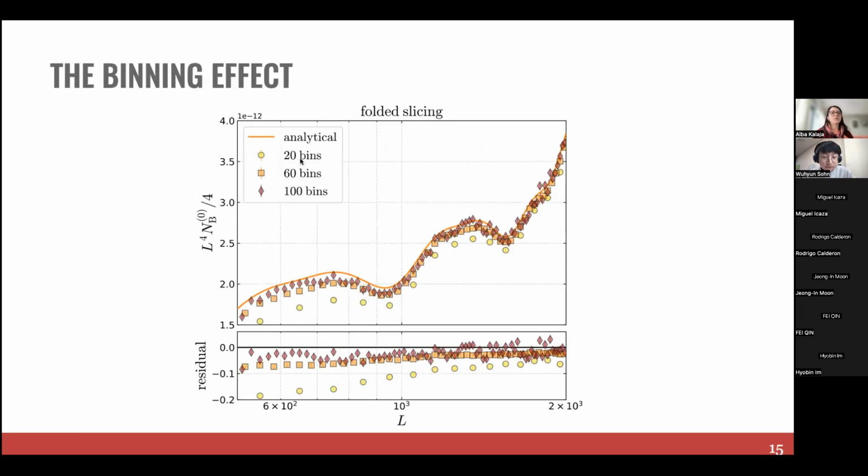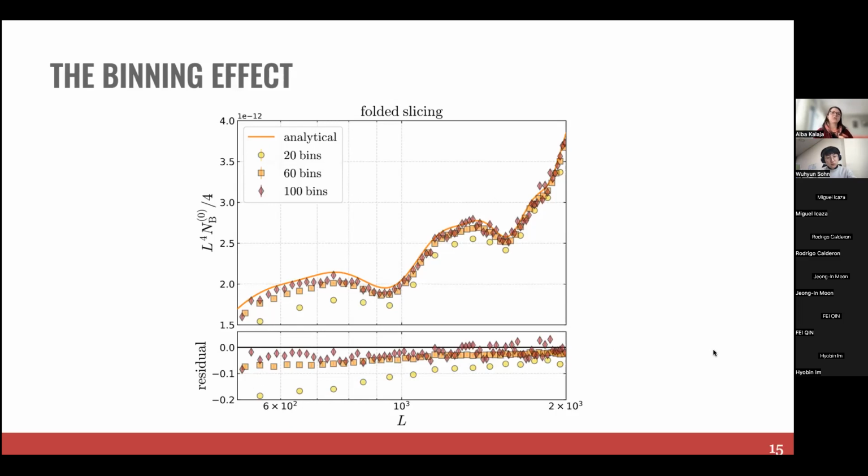So what I showed you earlier is 60 bins. And you can already see that at 20 bins, your result is very different from your analytical expectations. And you can see it from the residuals as well. It's quite evident. Then when you increase the number of bins to 60, you mitigate this effect. But then going to 100, you already see an improvement even with respect to 60.